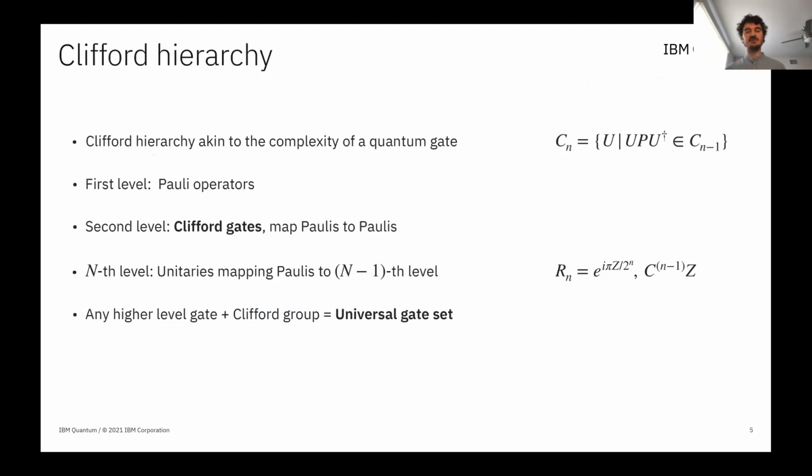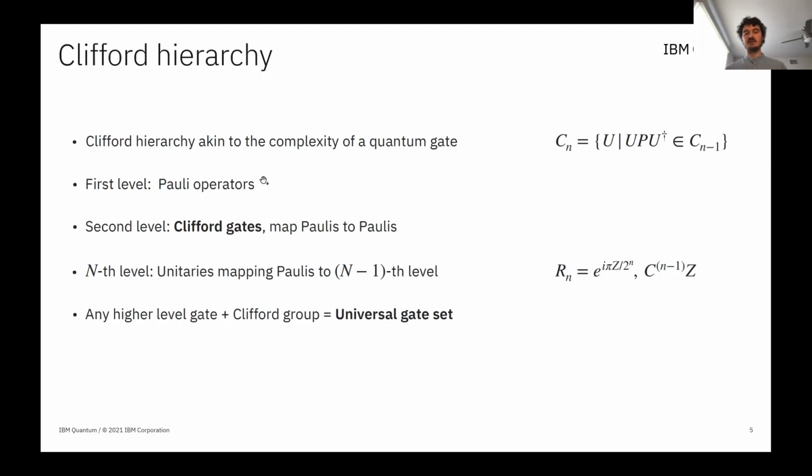Okay, and in order to understand our results, a key conceptual notion that is important is the Clifford hierarchy. So you can think of the Clifford hierarchy and its different levels as the complexity of a gate. This is a rather loose analogy, but the higher you are in the Clifford hierarchy, you can associate that with more complicated gates that allow you to do more. So the Clifford hierarchy is defined here on the right as the set of unitaries that map, under conjugation, Paulis to the previous level of the Clifford hierarchy.